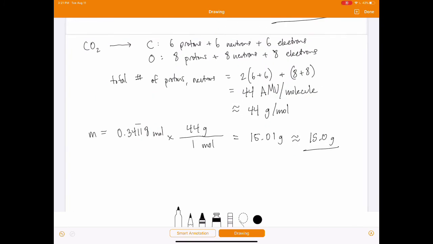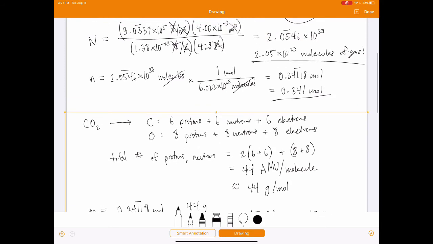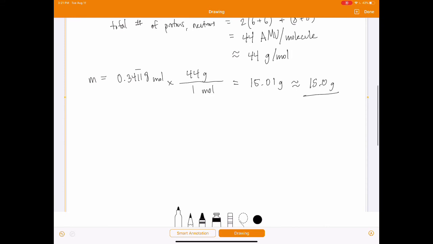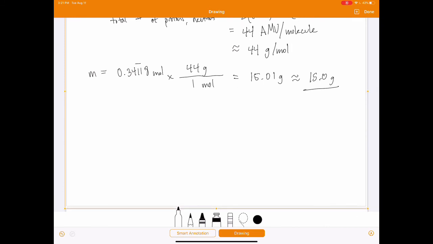Okay, so there are 3 different ways of talking about how much gas there is. We said there are 2.05 times 10 to the 23 molecules, which is the same as saying 0.341 moles, which is the same as saying we have 15 grams of gas. So just know how to convert between those three ways of talking about things.